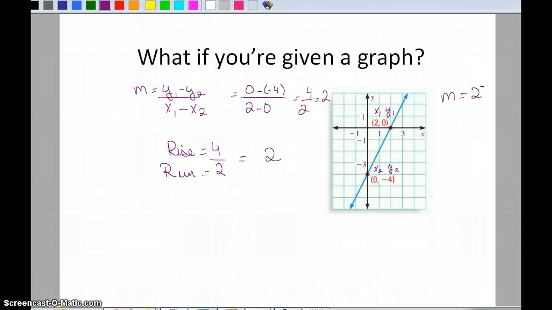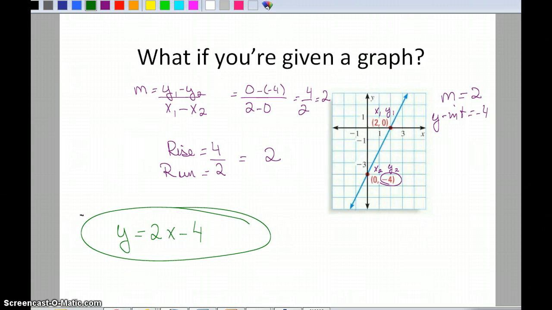Now what's my y-intercept? They gave it to me. I don't even have to work to find it. The y-intercept is the value where my line crosses the y-axis. It crosses at -4. So my y-intercept is equal to -4. So my equation is just y equals 2x minus 4. And I'm done.